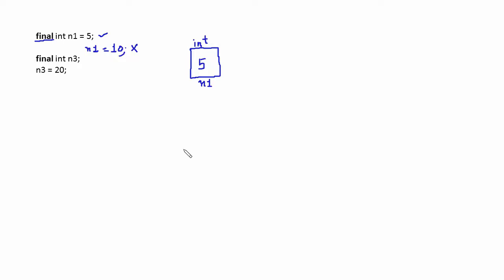We are creating an int memory location. Its name is n3. This is a final memory location, but it is still not yet initialized. In the second statement, when we say n3 equals 20, the memory will be initialized to 20 for the very first time. Now after that, we cannot change the memory location. Suppose there is a statement n3 equals 2, this will also not compile because this memory is a constant memory location. Now there is some difference between n1 and n3 and we will see it on the slide. Let's go back to the slide.